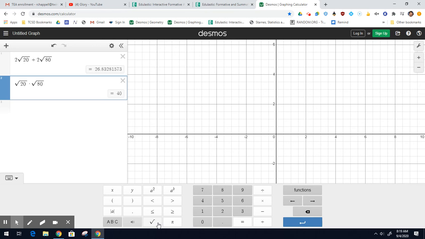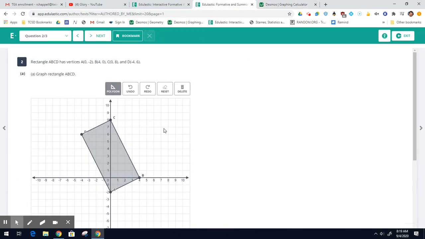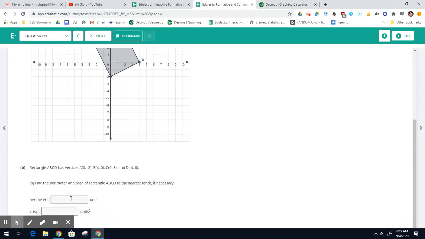So 26.8 and 40. So in the answer box, I'm going to come down here. Oh, I got ahead of myself. I didn't scroll down to show you we need the perimeter and area. So the perimeter is 26.8, and the area is, oh wait, hold on, 40. And there you go. Okay, last video coming for the last problem.